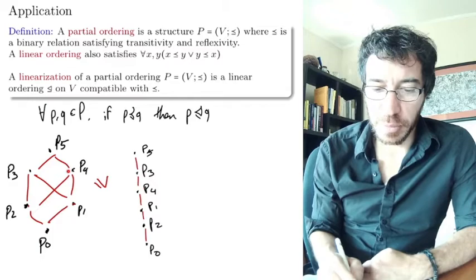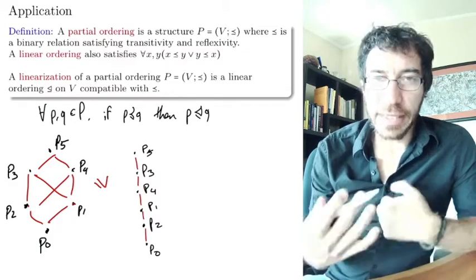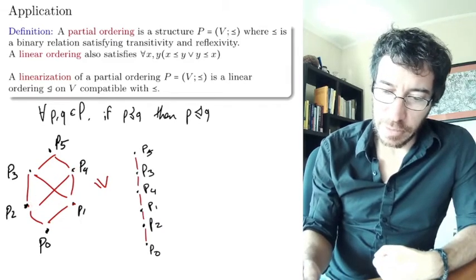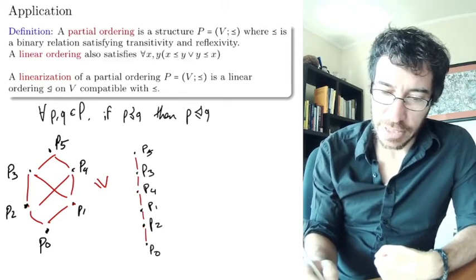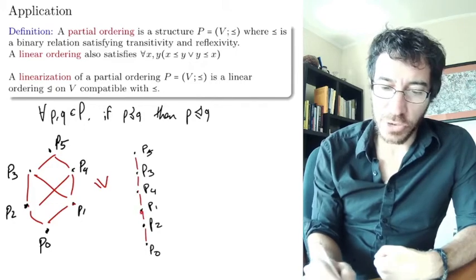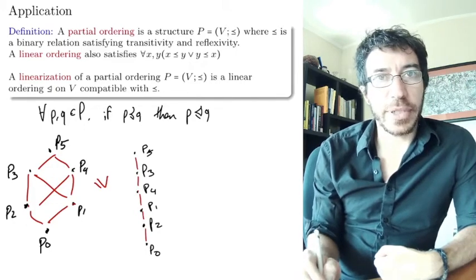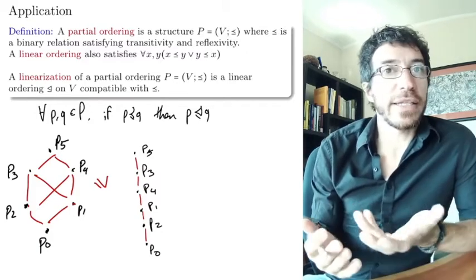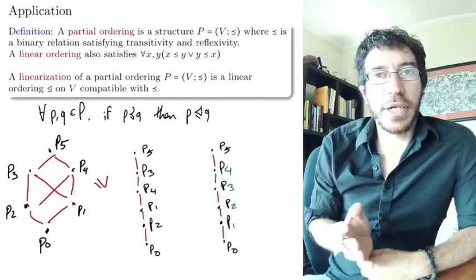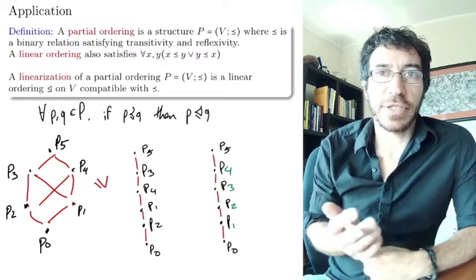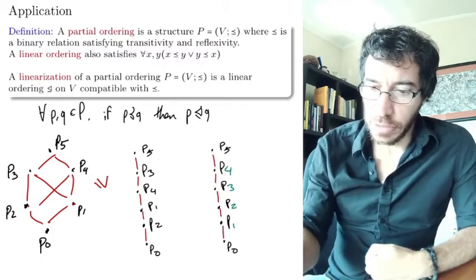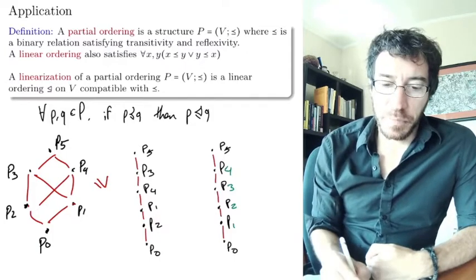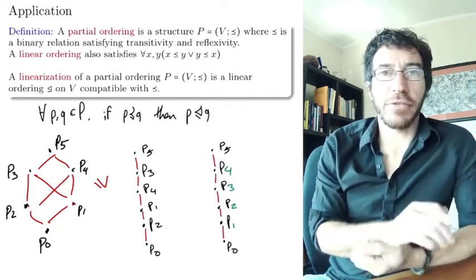So P3 is on top, P2 is on top, but then all the other relations are preserved. P4 is higher than P2, P4 is higher than P1. So all the relations that we had here are still preserved, but we put more relations to make it a linear ordering. We could have done it in a different way. This one up here will be a different linearization of the same partial ordering, but now putting P2 above P1 instead of P1 above P2. They were incomparable before, so we could choose either of them.